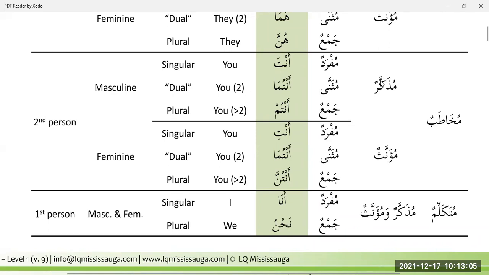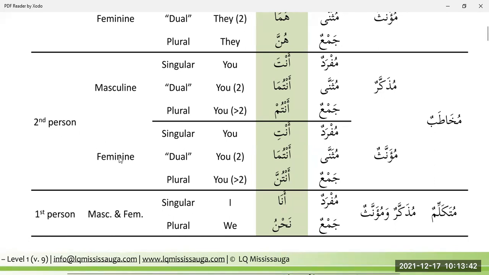Mukhatib muzakkar musanna, antuma. For two masculine, we use antuma. And for the second person masculine plural, you, we use in Arabic mukhatib muzakkar jama, antum. This is a detached or separate pronoun of mukhatib muzakkar jama. And now we look at the feminine.